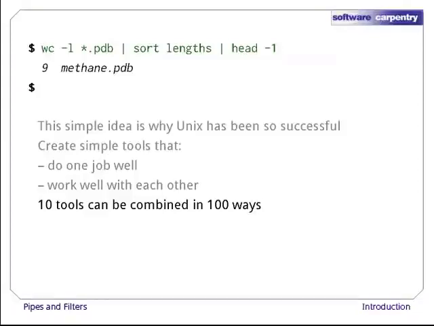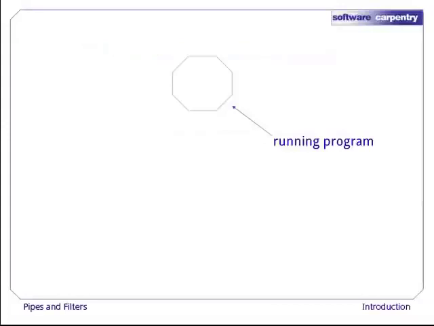Here's what actually happens behind the scenes when we create a pipe. We'll use an octagon to show a running program. The technical term for this is a process. It's a program that's actually loaded into memory and live.